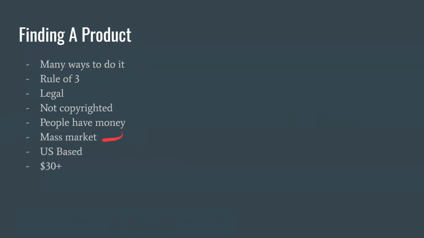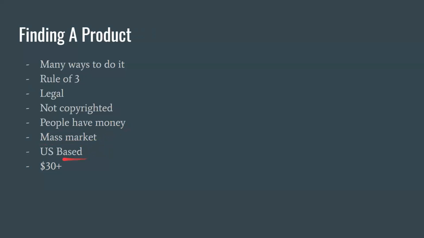I tend to go for a mass market product. What does that mean? That there aren't just 1,000, 10,000, 100,000 people out there, but basically everybody in the US, or all men in the US, or all men over the age of 25, basically millions upon millions upon millions of people are going to be interested in buying that. So I'm not going to niche down. I'm going to get something very, very general, what we call mass market.